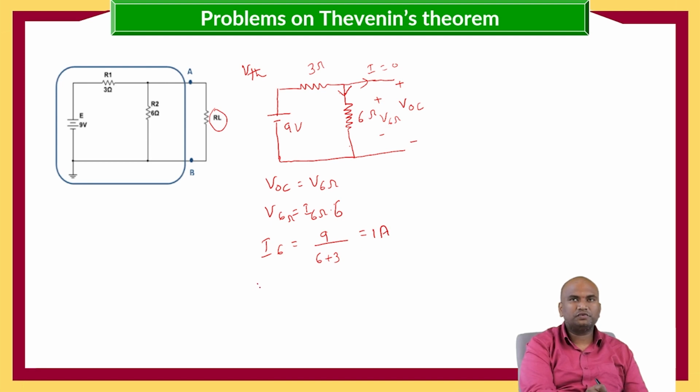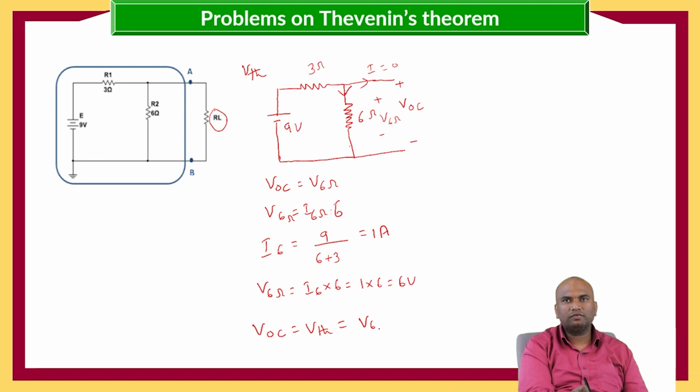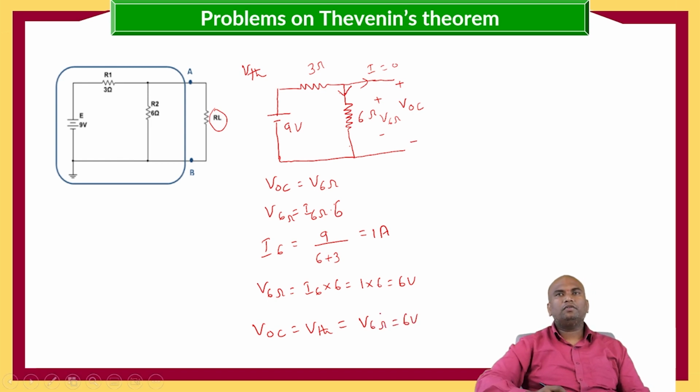So V6 ohms is equal to I6 into 6, that is 1 into 6, which is 6 volts. V6 ohms is nothing but VOC, that is equal to VTH, which is 6 volts. Now we got the VTH, and then we need to calculate the RTH.